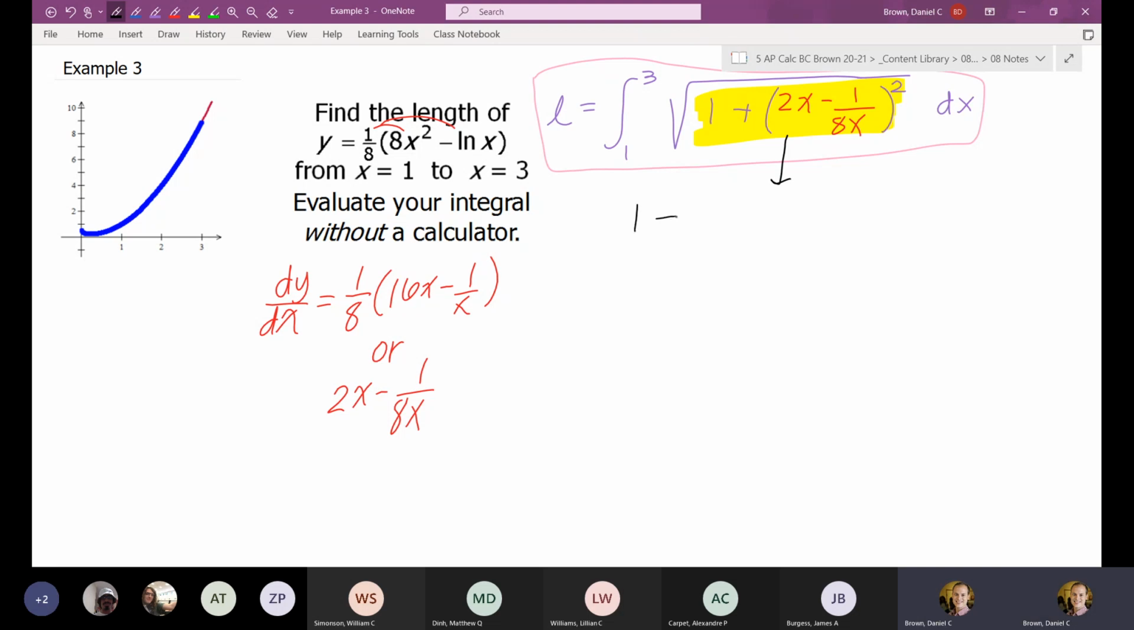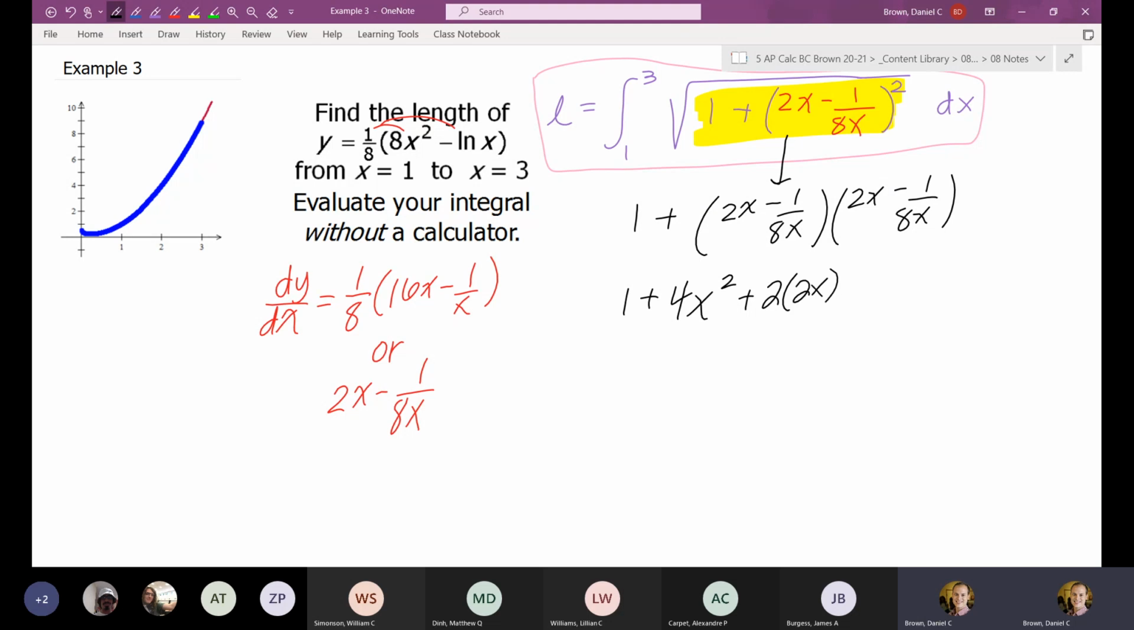So I have this 1 plus 2x minus 1 over 8x times 2x minus 1 over 8x. It's some messy foiling, but we want to expand that out, then combine like terms. I did have that 1 hanging out in front. And then first, outer and inner are the same, so we have 2 of them, and it's a 2x times a negative 1 over 8x. And then last will become a positive 1 over 8x times 1 over 8x, which is 64x squared in the denominator.